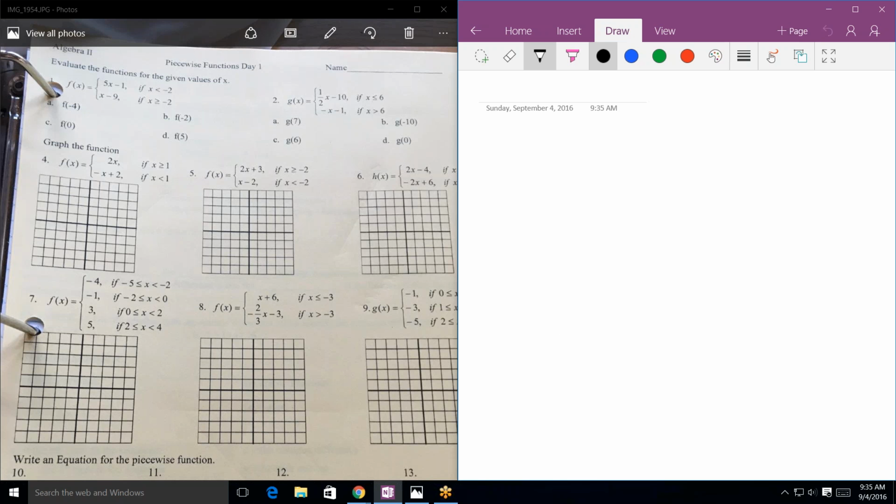And what is g of minus 10? So you'd use the first equation, so it'd be 1 half times minus 10, which is minus 5, minus 10, which is minus 15. And g of 6? Then g of 6 would be the second equation, so it'd be minus 7.